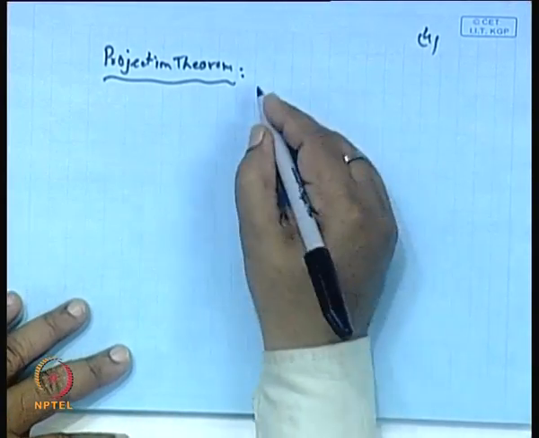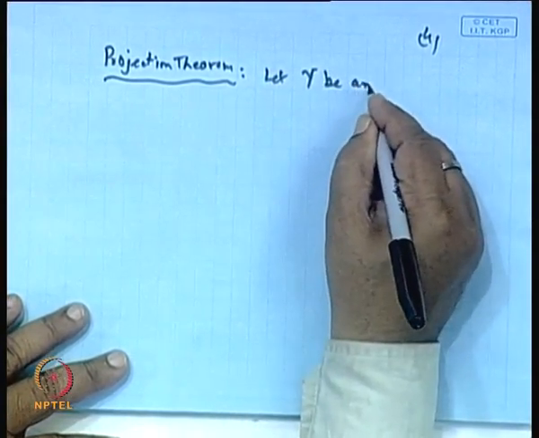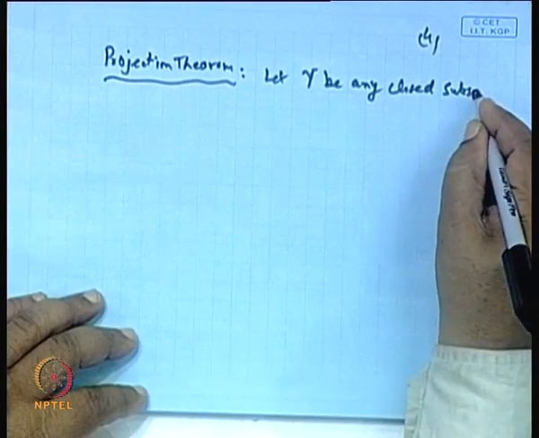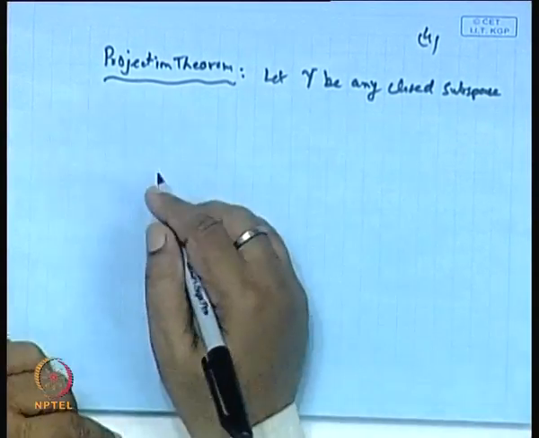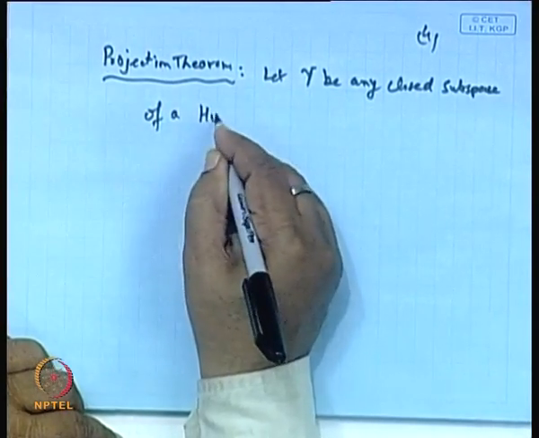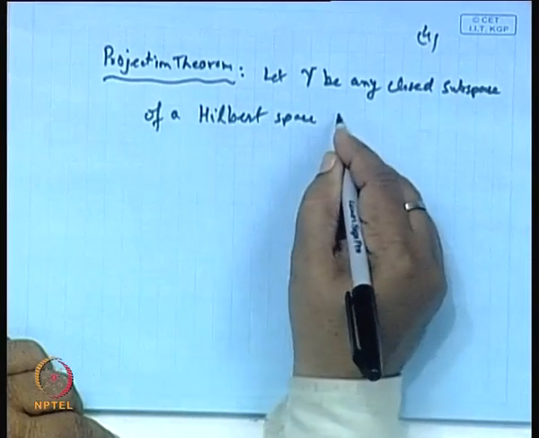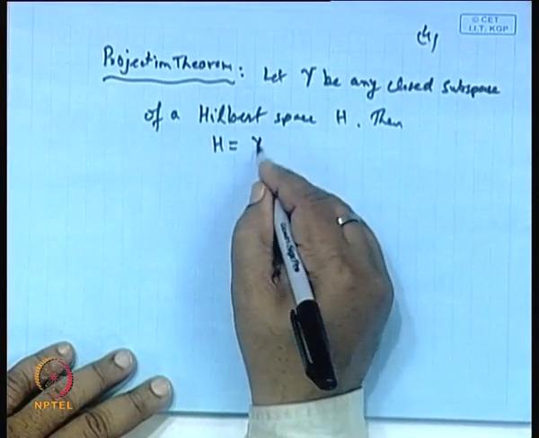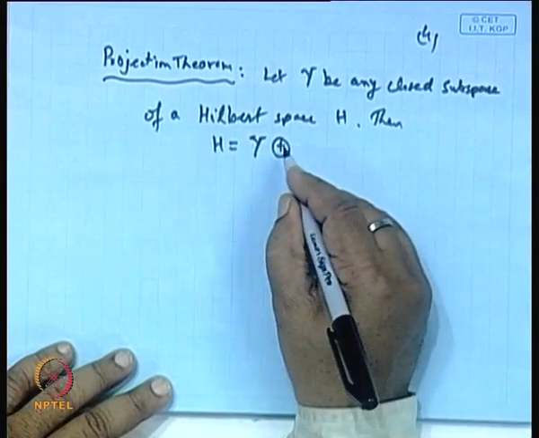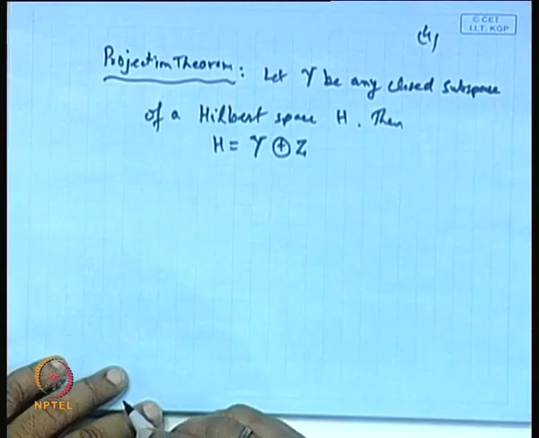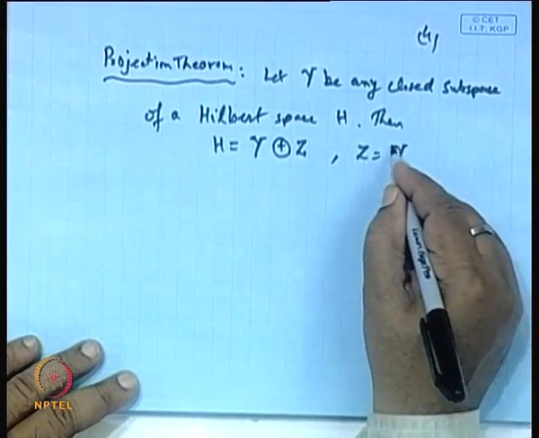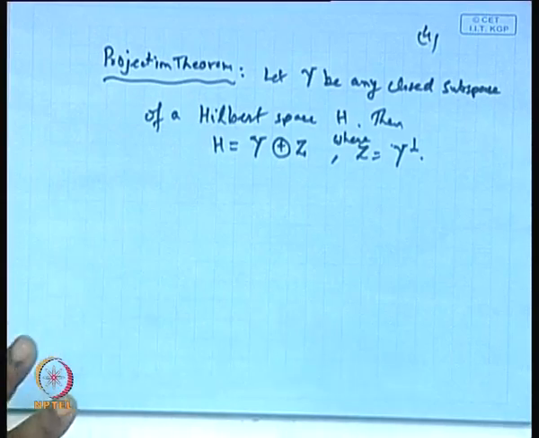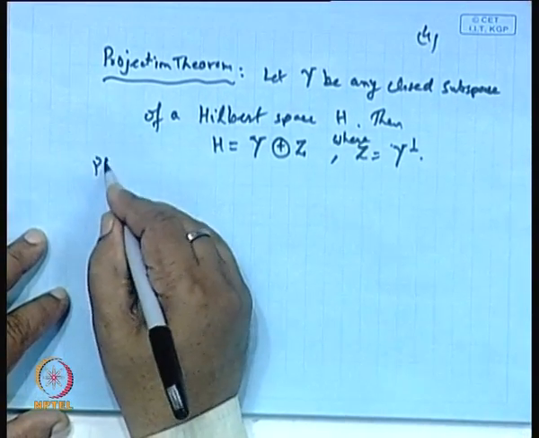Let Y be any closed subspace of a Hilbert space H. Then H can be expressed as a direct sum of Y and Z, where Z is the orthogonal complement of Y. Okay, let us see the proof.